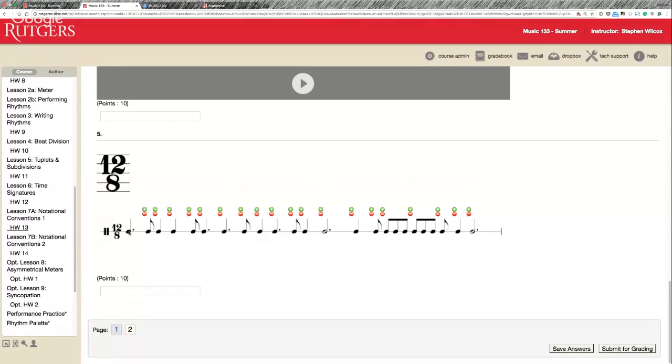So 1, 2, 3, 4, 5, 6, 7, 8, 9, 10, 11, 12. I'm counting eighth notes here. 1, 2, 3 for the dotted quarter. 1, 2, 3, 4, 5, 6, 7, 8, 9, 10, 11, 12.